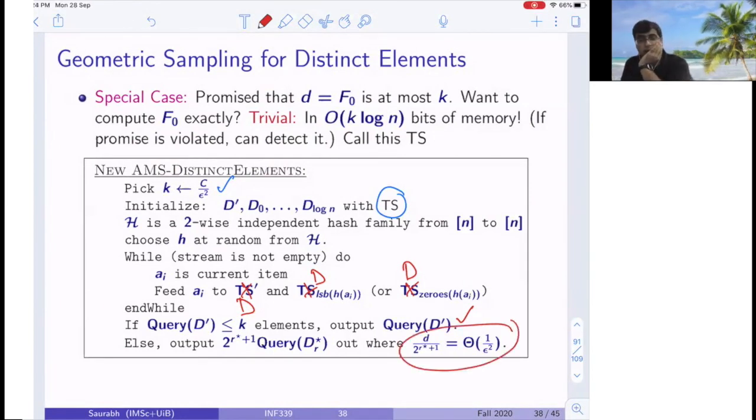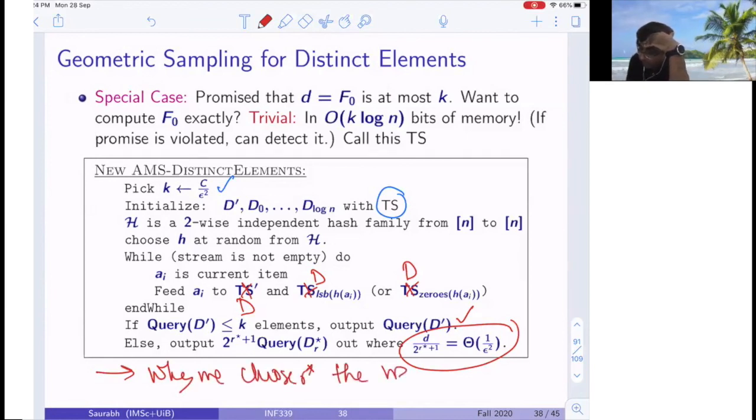Now why did we choose r star the way we chose? That's the first question. And here, what am I doing? Why do we choose r star the way we chose?